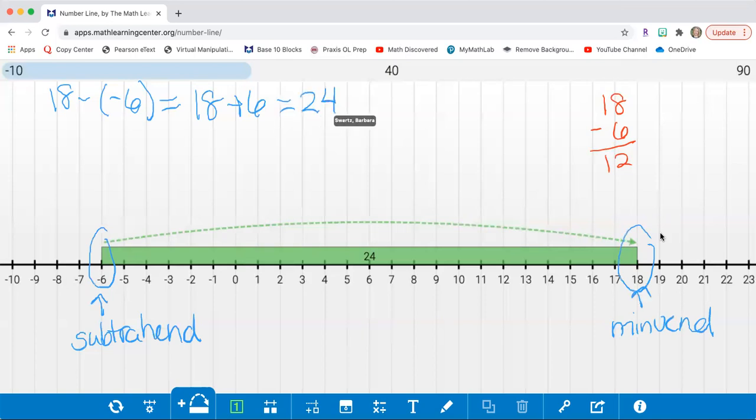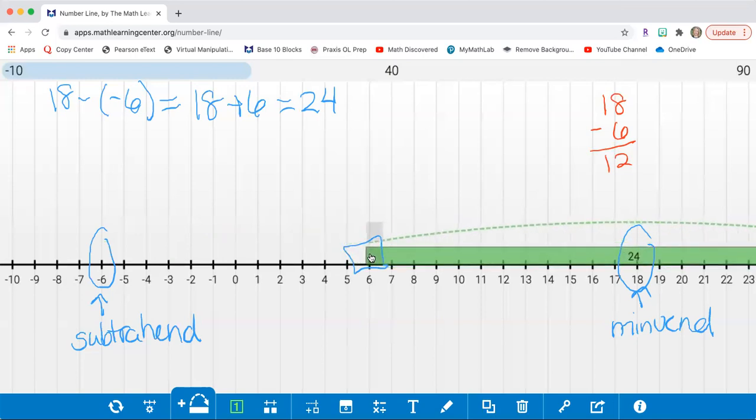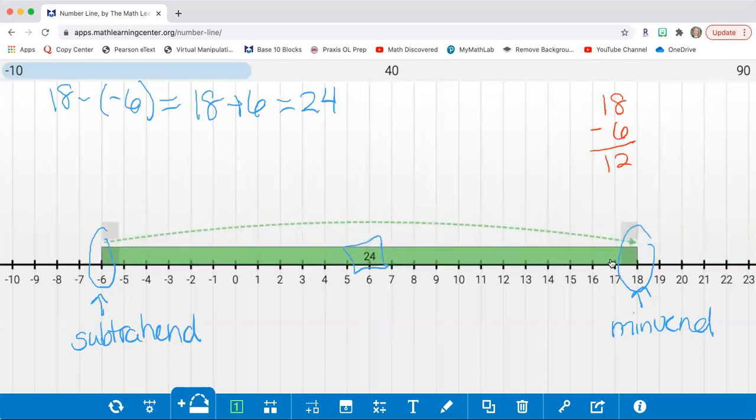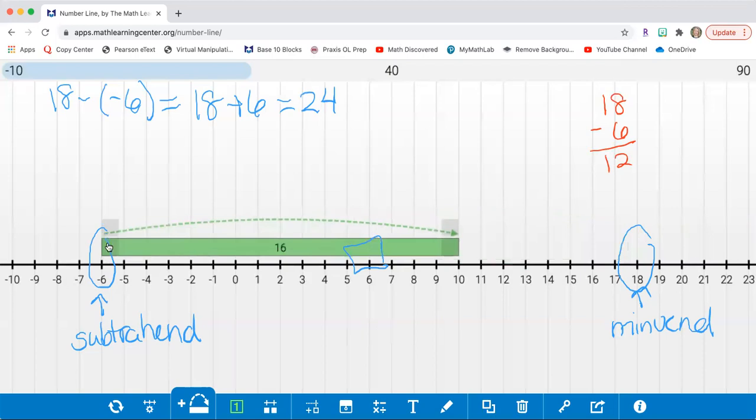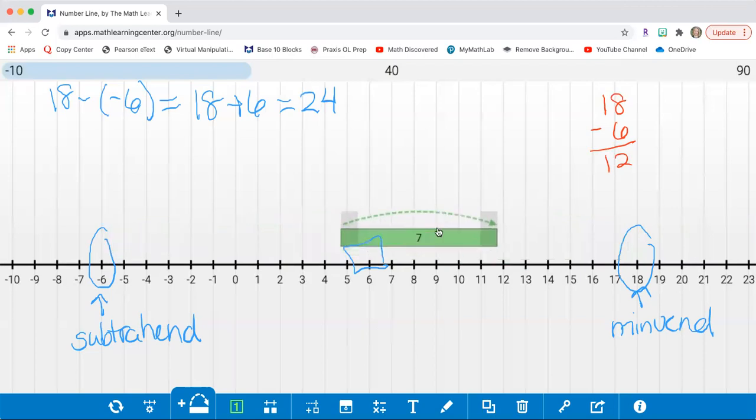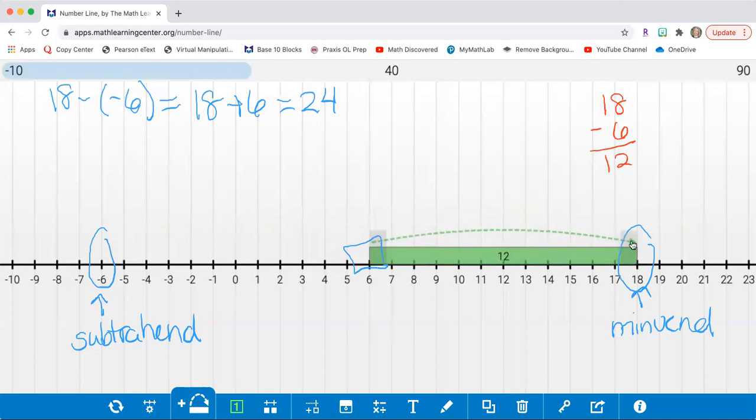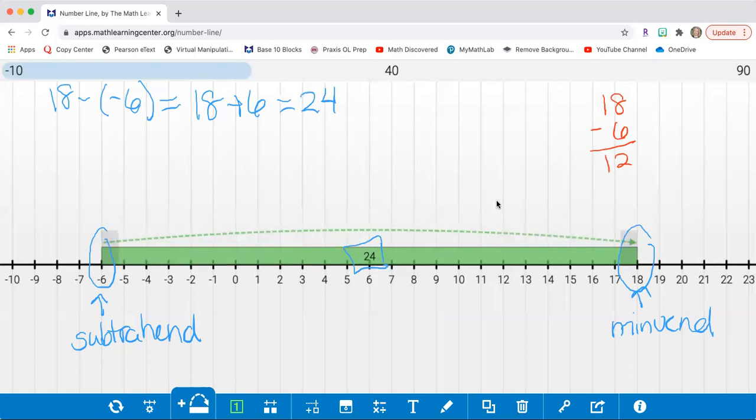This is why it's super far away from the negative to the positive, versus when it was from the positive. That would have to be shrunk. If we go from positive 6 to positive 18, we're only going a distance of 12. But if we go from a negative 6 to a positive 18, now we see we have this distance of 24.